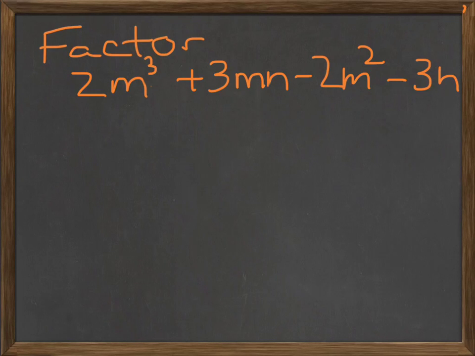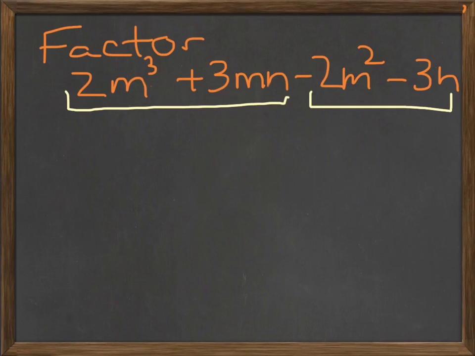Since this has 4 terms, we want to use the grouping method to factor it. I'm going to take the greatest common factor from pairs of terms. In the first pair, m is the common factor. So it factors as m times 2m squared plus 3n.